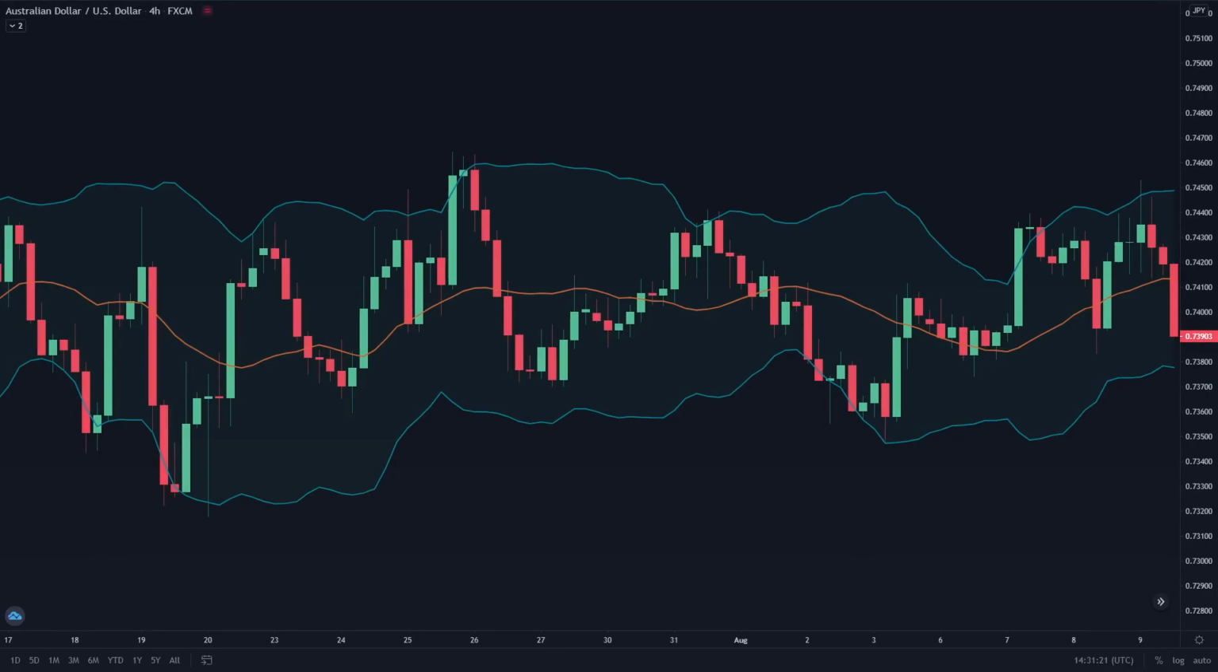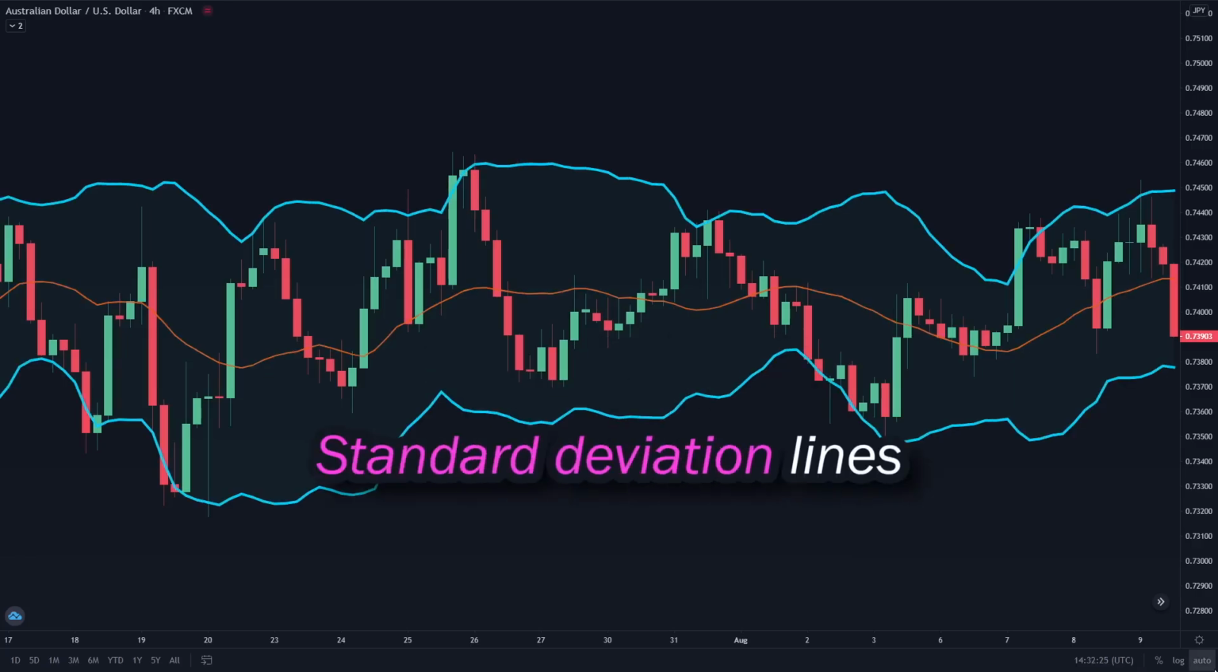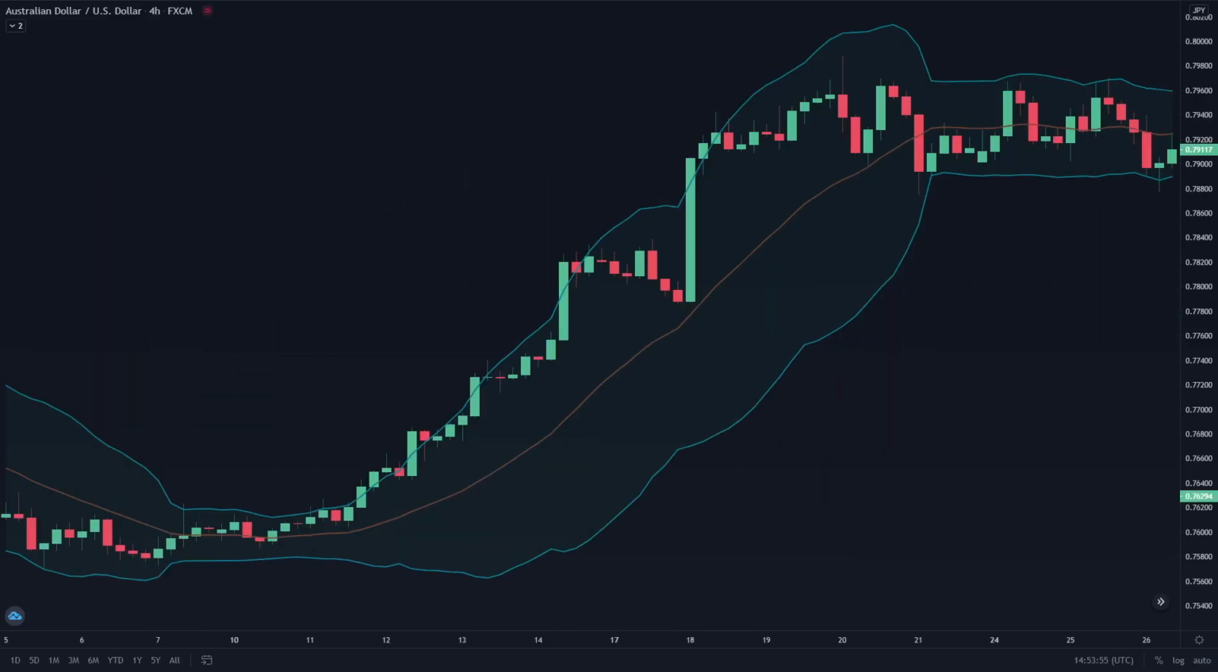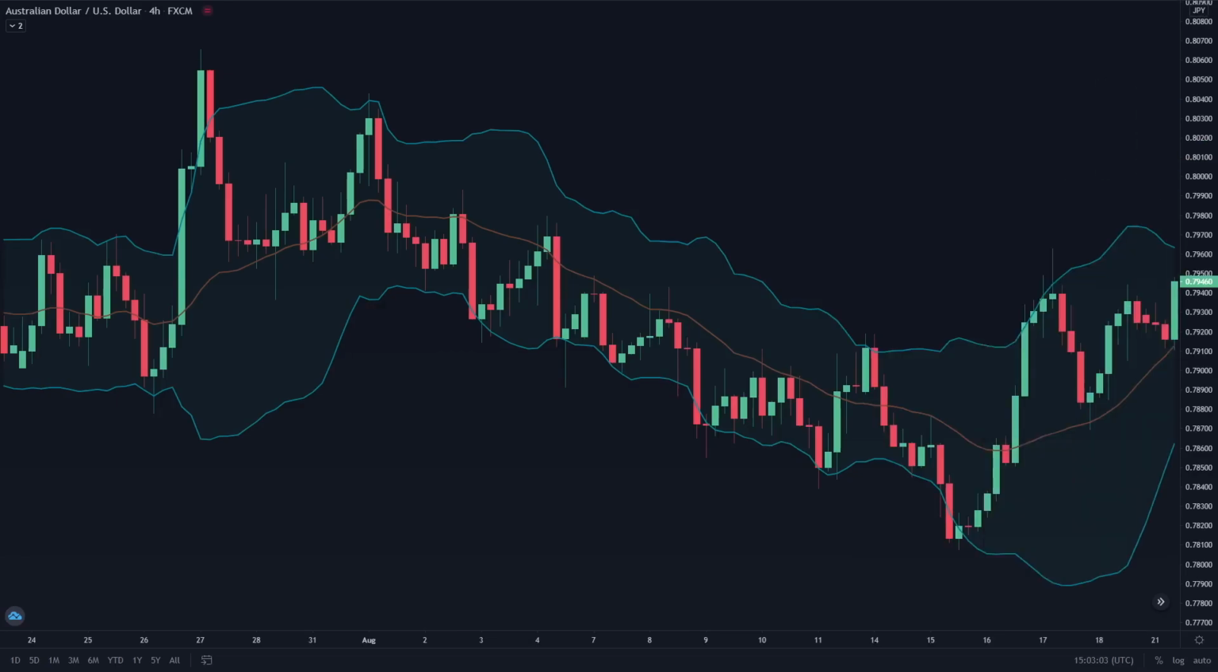It consists of three parts: a 20-period simple moving average in the middle and two standard deviation lines above and below it. The middle line shows the overall direction of the market. If the line is heading upwards, it means that the market is in an uptrend. And if the line is heading downwards, it means that the market is in a downtrend.